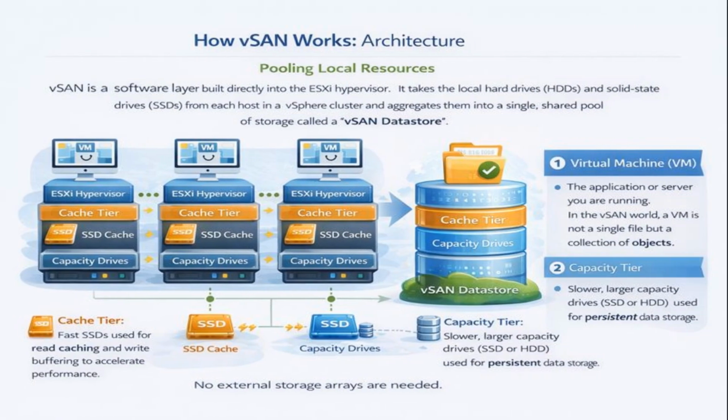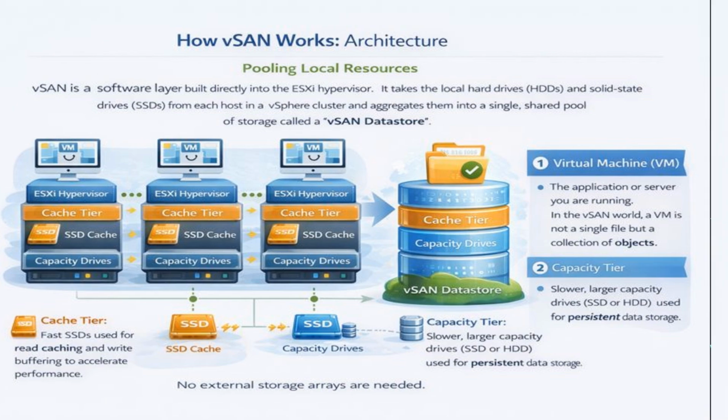How vSAN works: architecture. vSAN is built into the ESXi hypervisor, aggregating local drives from all hosts into a single shared data store. Cache tier: fast SSDs for read caching and write buffering to boost performance. Capacity tier: slower SSDs or HDDs for long-term data storage. This eliminates the need for external storage arrays. In short, vSAN combines local disks from multiple hosts into a high-performance, shared storage pool directly managed within vSphere.